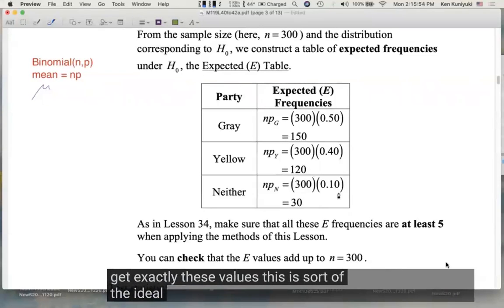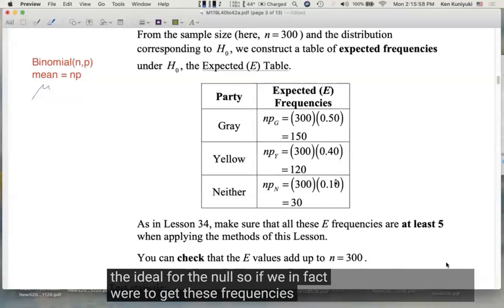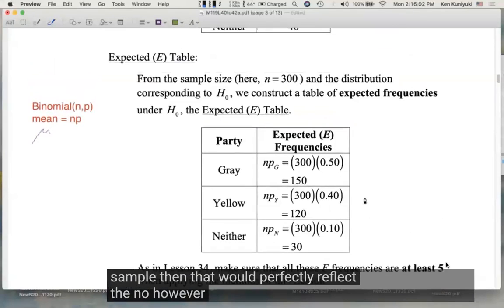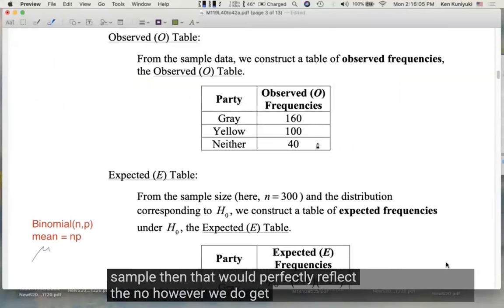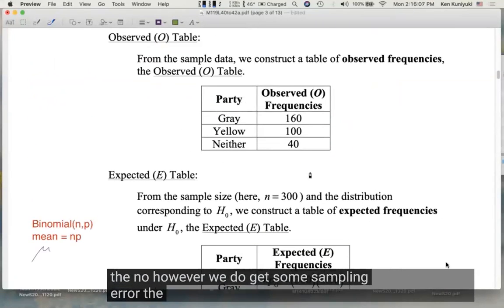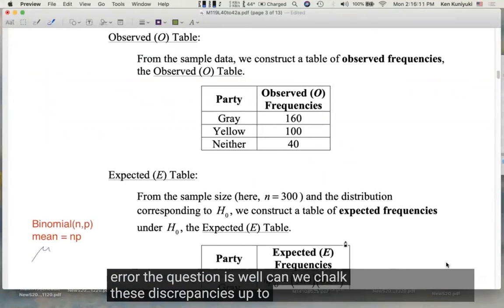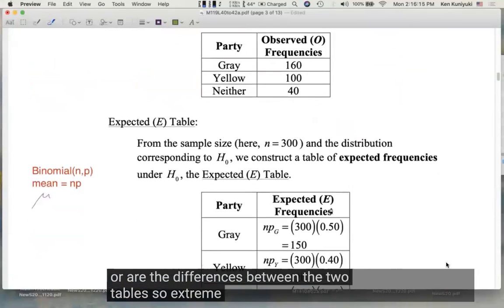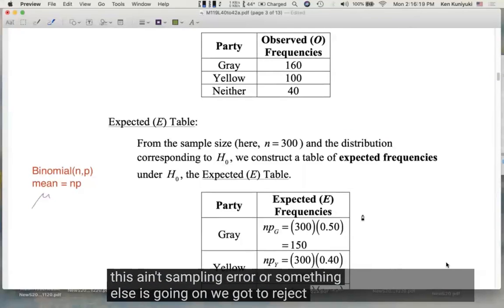So if those proportions are reflected perfectly in our sample, then we would get exactly these values. This is sort of the ideal for the null. So if we in fact were to get these frequencies in our sample, then that would perfectly reflect the null. However, we do get some sampling error. The question is, well, could we chalk these discrepancies up to sampling error? Or are the differences between the two tables so extreme that we go, you know what, this ain't sampling error, something else is going on. We got to reject the null.